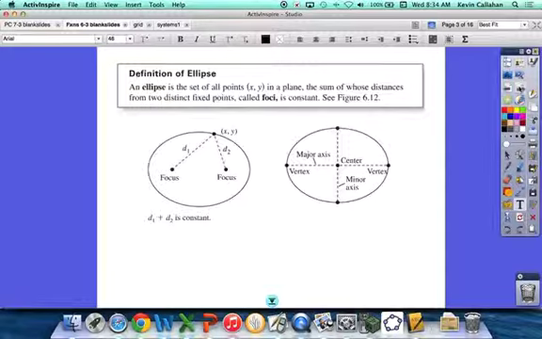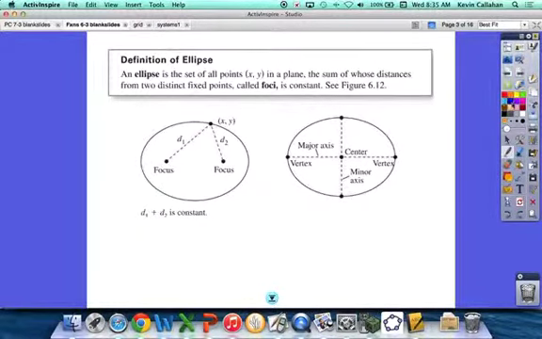So the two fixed points are each called a focus, and together the plural is foci, F-O-C-I. Okay. So notice they've drawn one point on this ellipse, and they've shown the distance, right? This D1, that's the distance to one focus. D2 is the distance to the other. If you add those up, D1 plus D2, that's the same for every point on the ellipse.